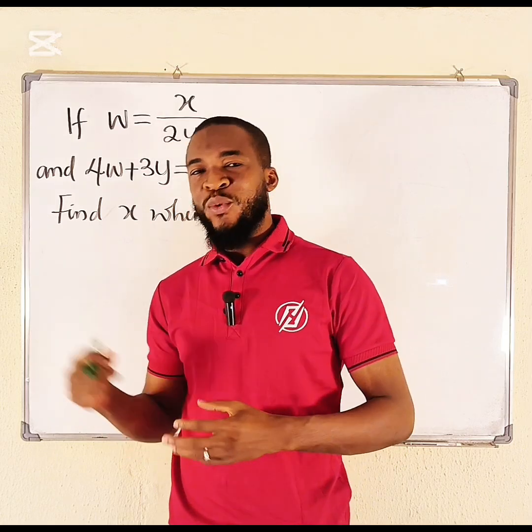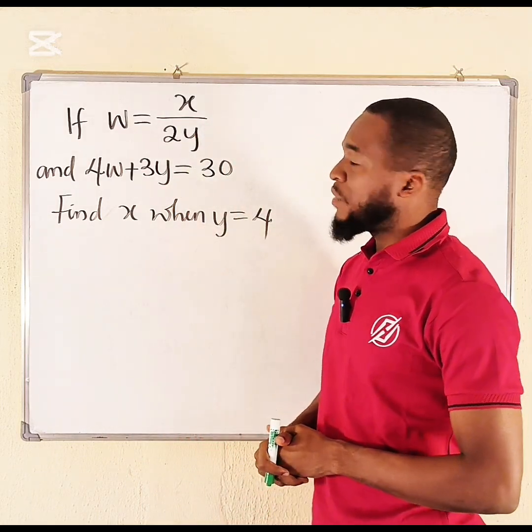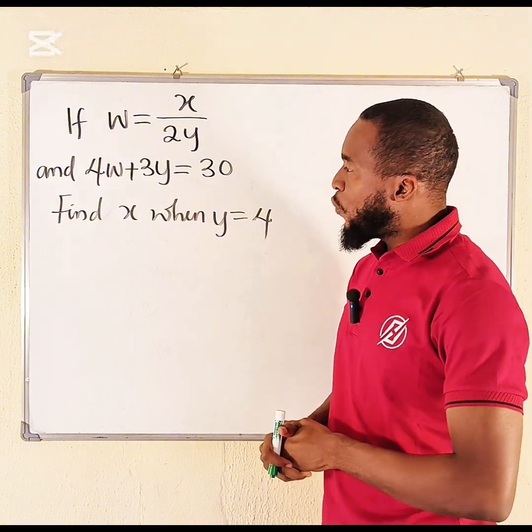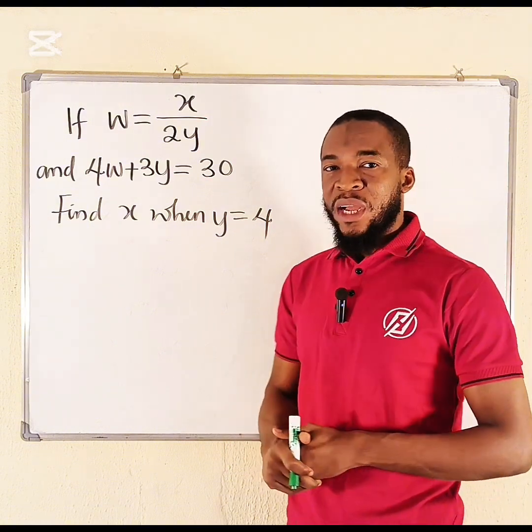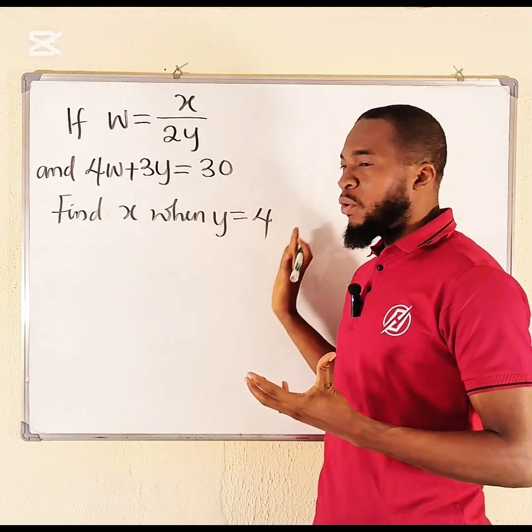And we have our first question here, which reads: if w is equal to x divided by 2y, and 4w plus 3y equals 30, then what is the value of x when y equals 4?